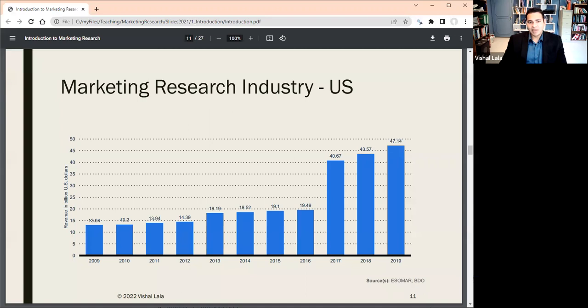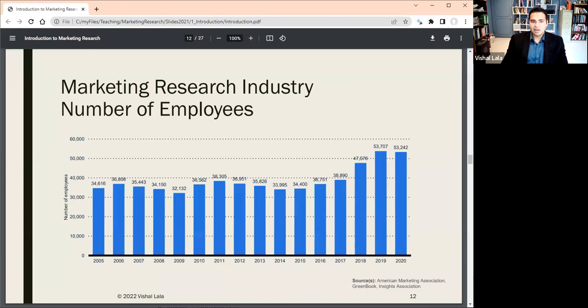Now, much of the spending on marketing research is happening in more of the developed countries. The United States is responsible for the bulk of the spending in marketing research. Now, the industry as such has gone through its ups and downs in terms of employment, but it does employ a large number of people, which to you as a student taking a course in marketing research tells you that there are many opportunities to leverage once you complete this course.